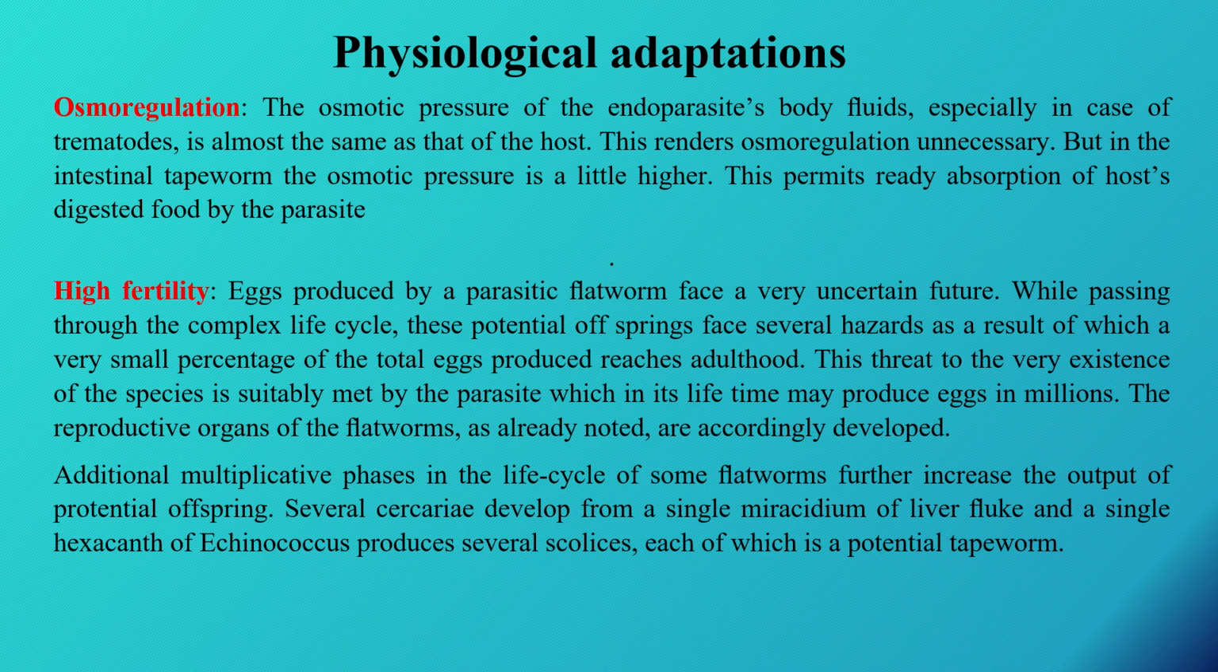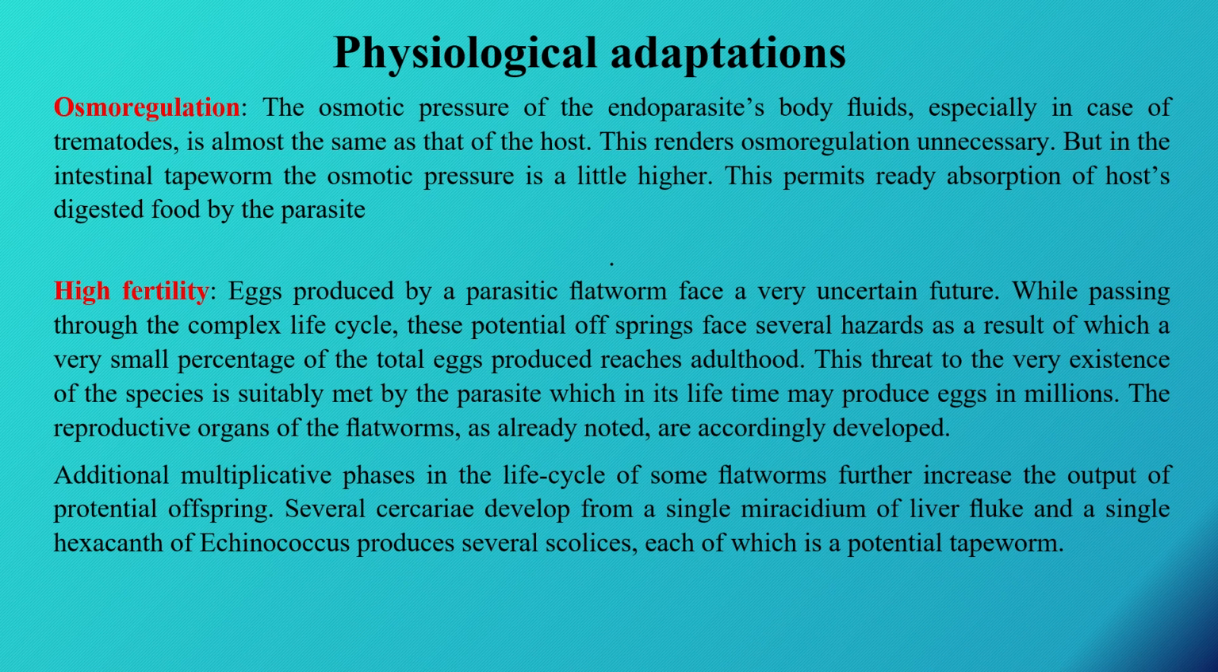The next physiological adaptation is osmoregulation. The osmotic pressure of the endoparasite's body fluids, especially in the case of trematodes, is almost the same as that of the host. Therefore, this renders osmoregulation unnecessary. But in the intestinal tapeworm, the osmotic pressure is a little higher. Therefore, this permits the ready absorption of the host-digested food by the parasite.